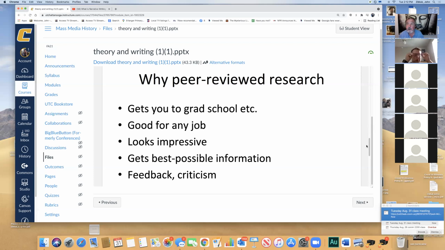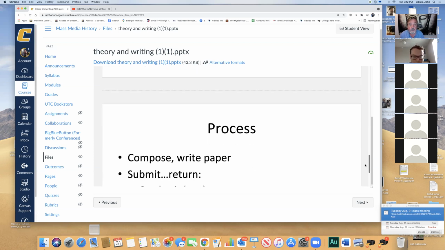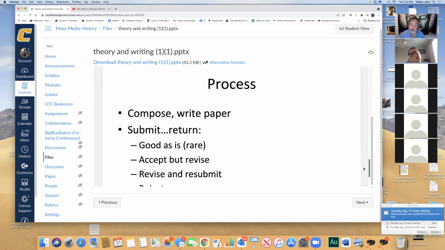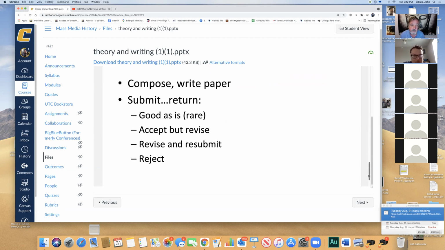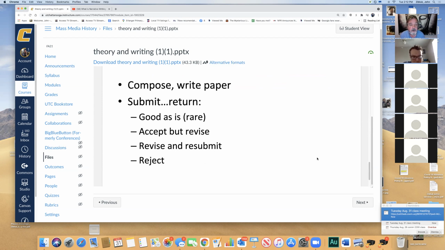So knowing how to do this is good for grad school. Getting good information is good in any job. Employers tell me you need that. It looks impressive on the resume, gets you good information, and you get some feedback. Speaking of which, you write your paper, you submit it, and they come back, sounds good. Usually they tell you to fix something and revise, or say, sorry, not working. But that's how peer review works. You have experts review your stuff to get rid of the bad stuff. Anyway, that's where your book finishes up.